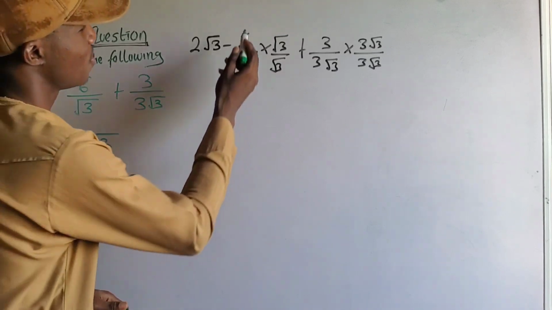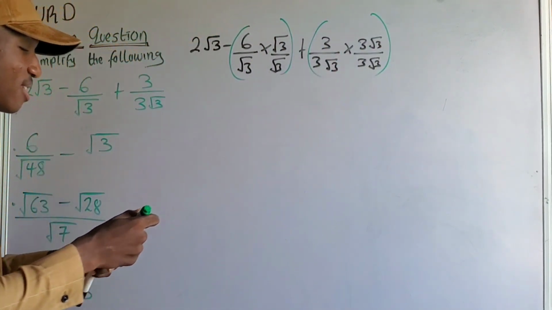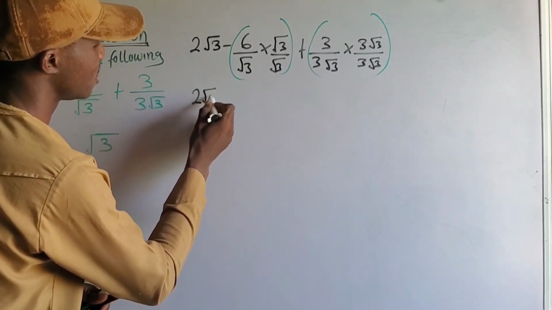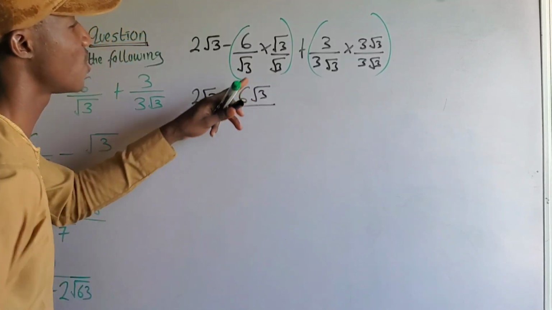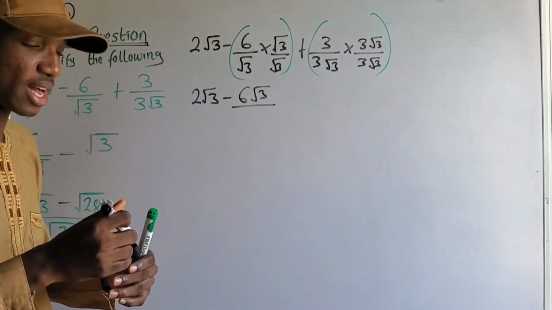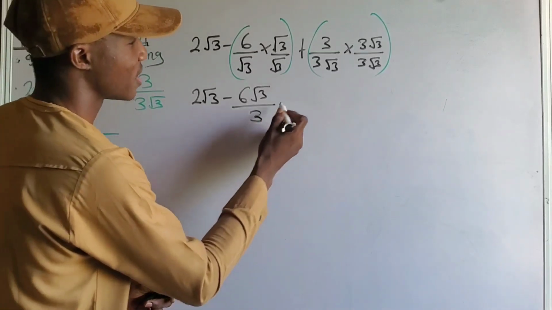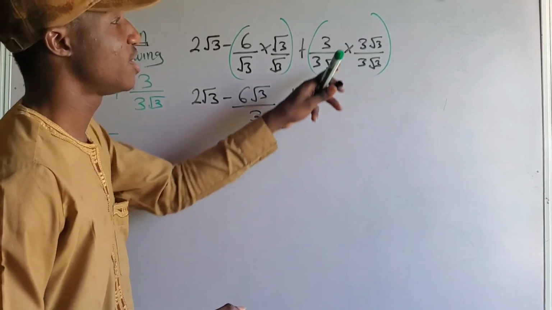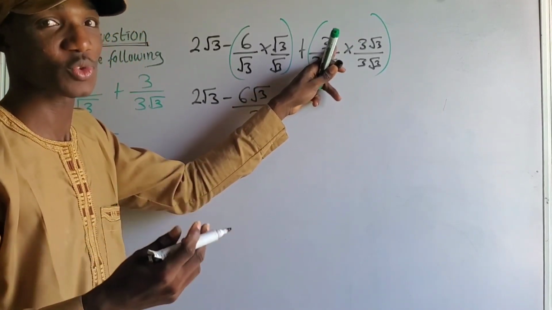Okay, so let me put a bracket here. Now, for this, I'm going to have 2 root 3 minus 6 root 3 all over... Now, root 3 times root 3 will give me root 9, and the square root of 9 will give us 3. So I'm going to have over 3 plus... Now, 3 times 3 root 3. You see, this 3 is a rational number because it doesn't have a square root.